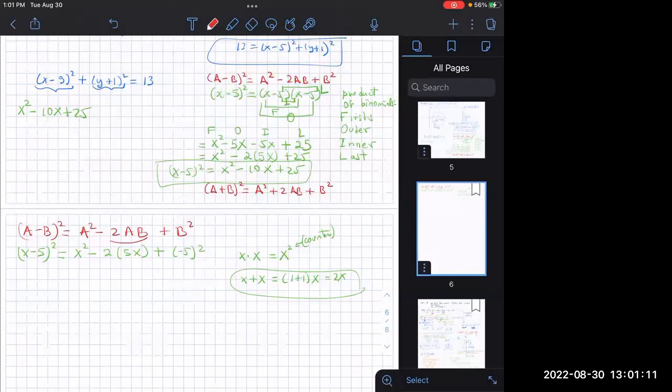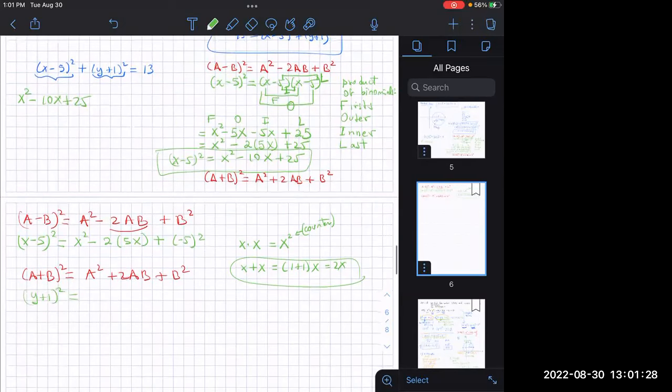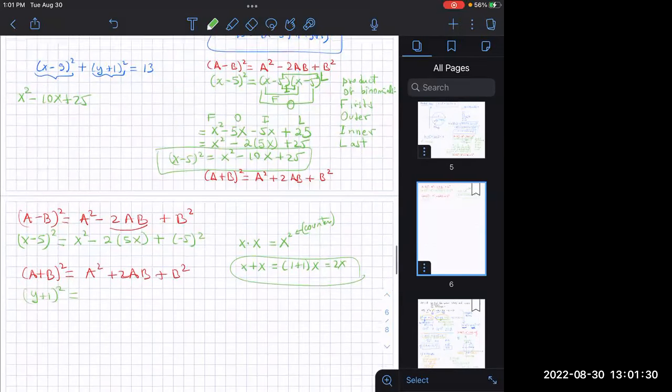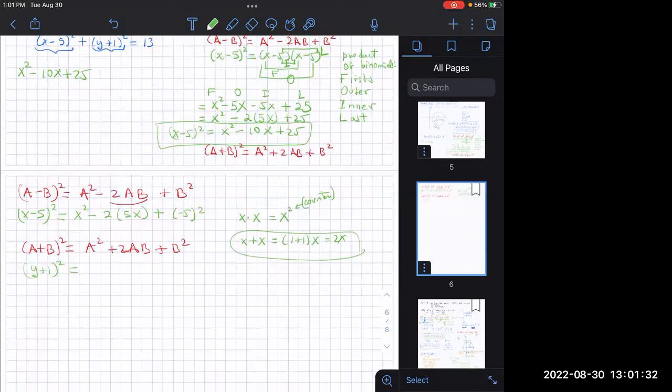So if I look at the next one, a plus b squared, everything is plus: a squared plus 2ab plus b squared. Then if I apply that to y plus 1, let's see if we can do it now. What would y plus 1 squared be if I follow that format? It would be y squared plus 2y times 1 plus 1 squared. Yes.